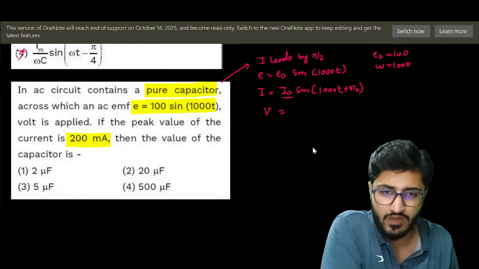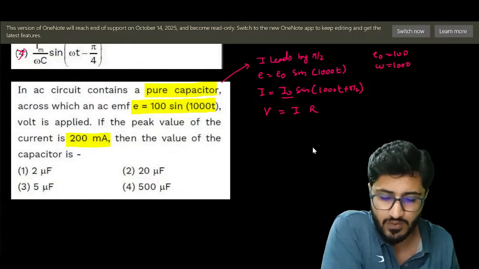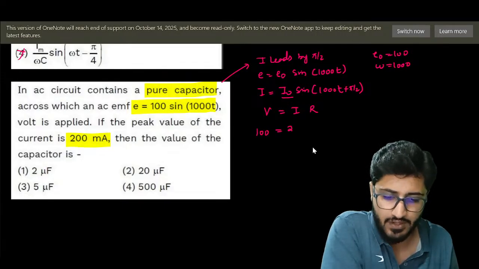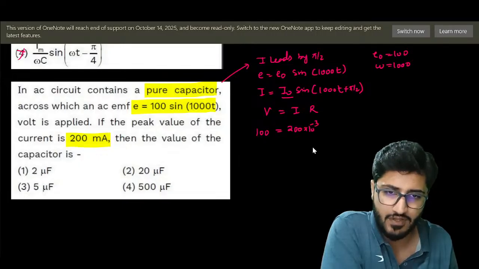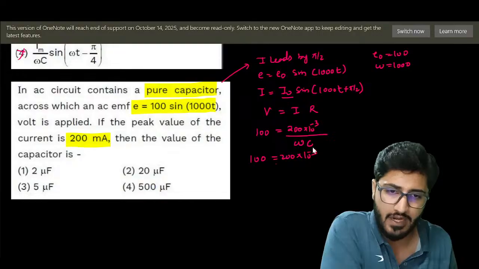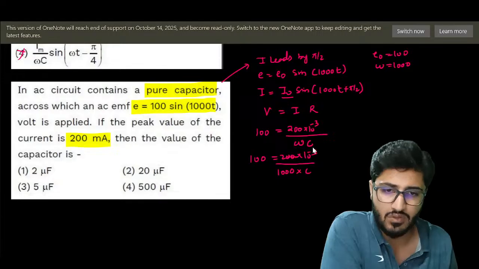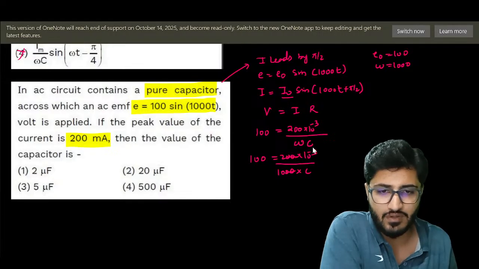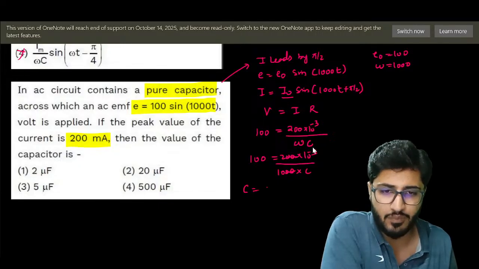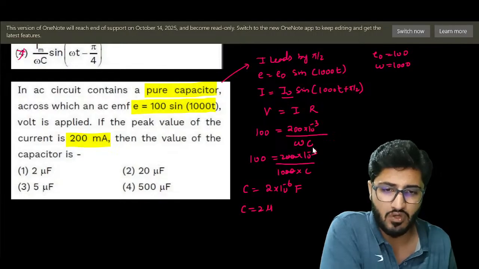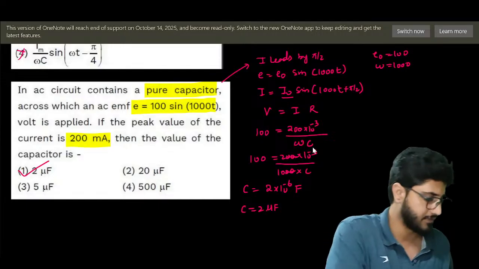So how do we write the equation now? V equals I times R. V is given as 100, I is 200 into 10 to power minus 3, and R will be 1 by omega C. So 100 equals 200 into 10 to power minus 3, times 1 by 1000 into C. So 20 cancels out, and I guess my C came out to be 2 into 10 to power minus 6 farad. So C is 2 microfarad.